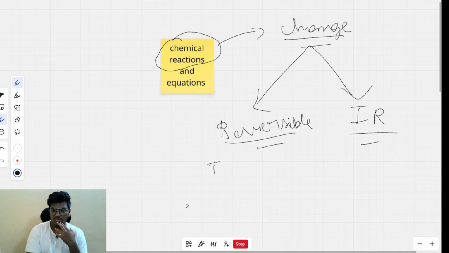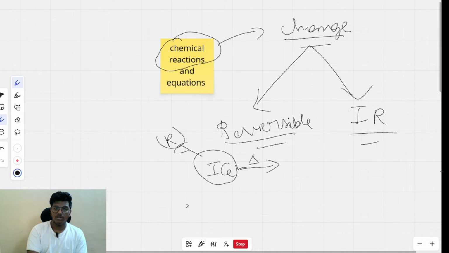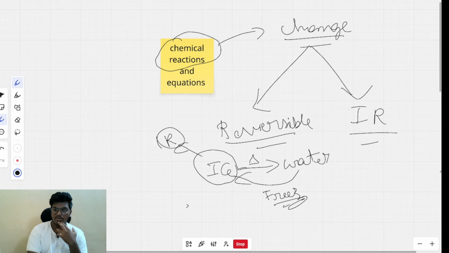Suppose I'm taking an example of ice. If you try to heat it, first of all, these are known as reactants, which we'll come to later, and these are known as products, which I'm going to write. If you heat the reactant, that is ice, it will form water. If you freeze the water, it will become ice. This is reversible.